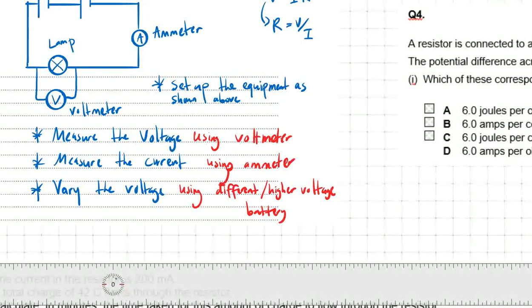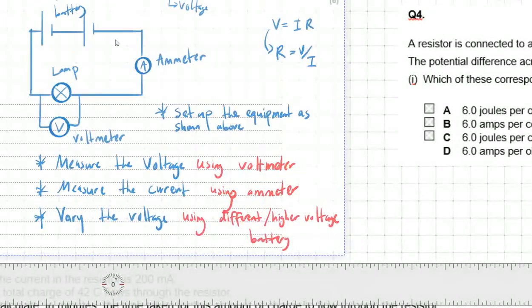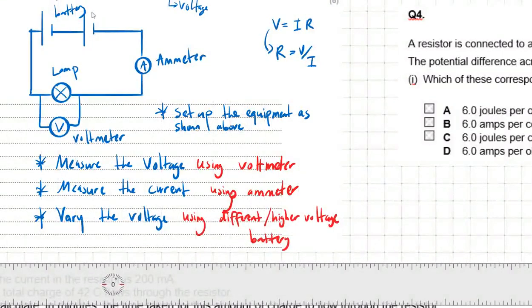Now you see that here I'm not saying by changing the dial on the power pack, because in my diagram I'm dealing with the battery. If I want to talk about varying the voltage using the dial on the power pack, then in my diagram I need to have the power pack there as well. Otherwise it is not consistent. You cannot put battery and then in your method talk about the power pack. These two are different things. You need to remain consistent. Here I talk about the battery, so I need to change the voltage by replacing the battery with a higher voltage battery.